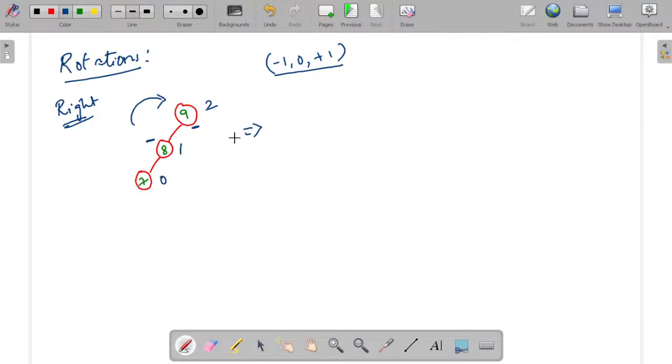After performing the right rotation, the tree would change into something like this. If you compute the balance factors now, for leaf nodes it is going to be 0, and for this node it is 1 on the left side and 1 on the right side, so it is going to be 0. Now the balance factors are within the allowed range, which is -1 to +1. So now we say that this is a valid AVL tree.